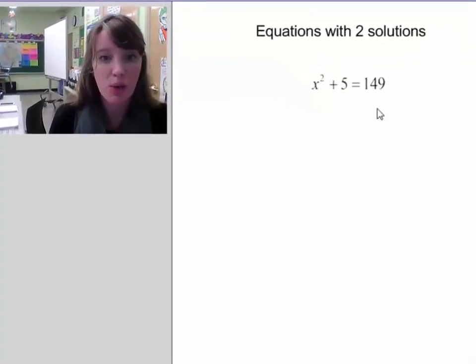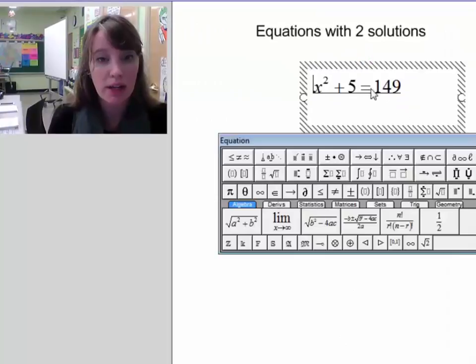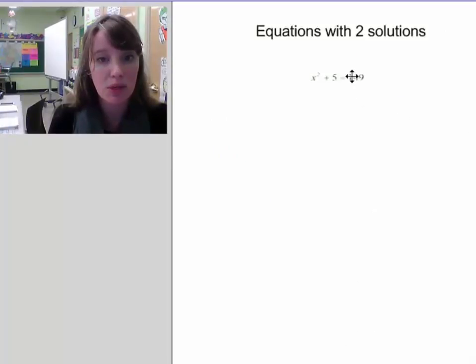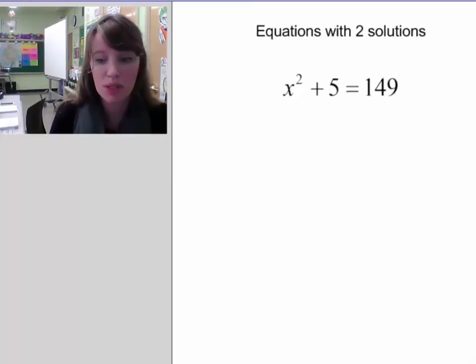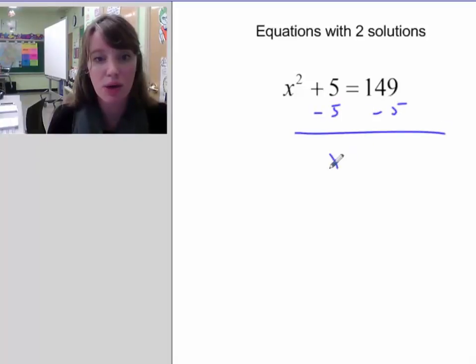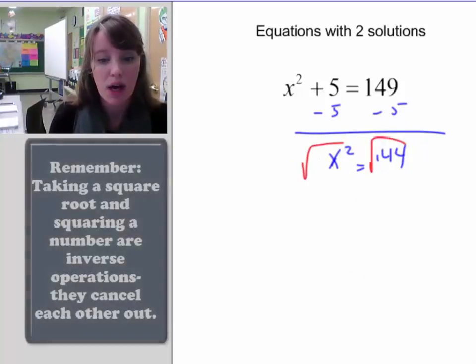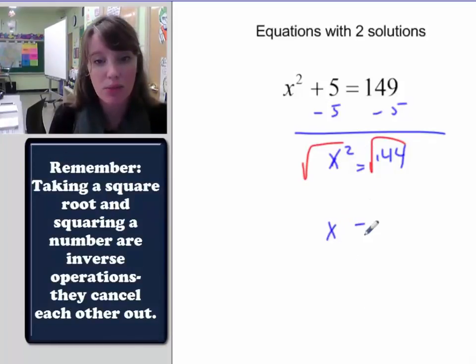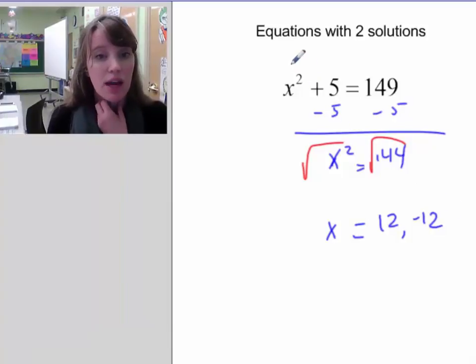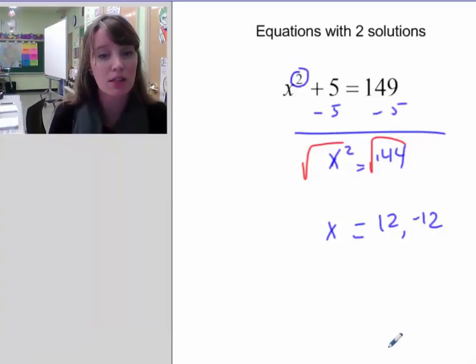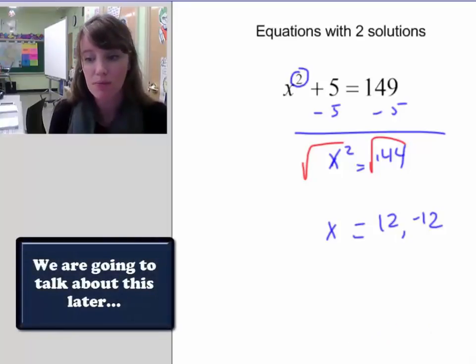Now we are going to see equations like this, that have two solutions, and you can sort of figure this out anyway because we've had square roots before. If you subtract 5 from both sides, you'd have x squared is equal to 144. That means when I take the square root of both sides, x is going to be 12 and negative 12. So this has actually two solutions, and again, that has everything to do with the fact that x is raised to the second power.